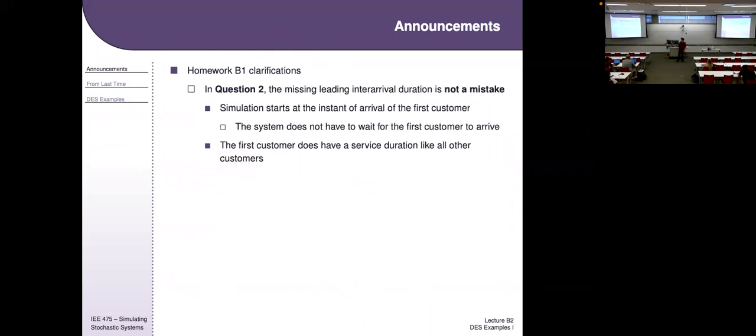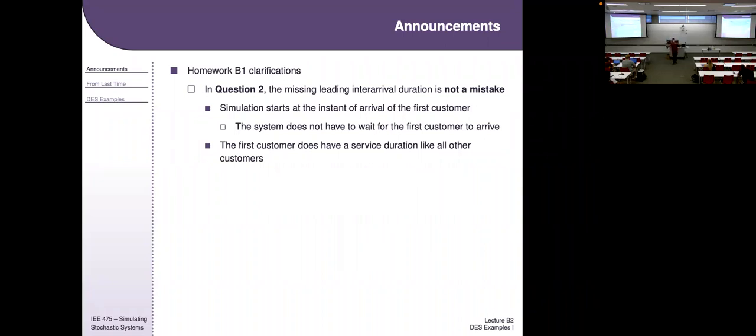Okay, good. The missing interarrival duration at the start of the interarrival table is not a mistake. As we'll see in our example today, the first customer is assumed to enter the system at time equals 0, so they don't have an interarrival time in front of them. That's why there's a gap.